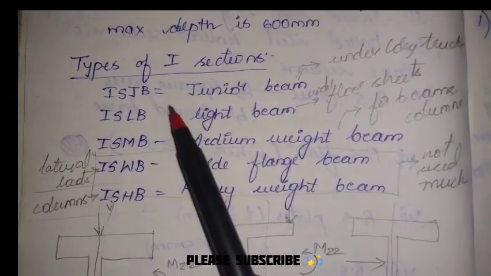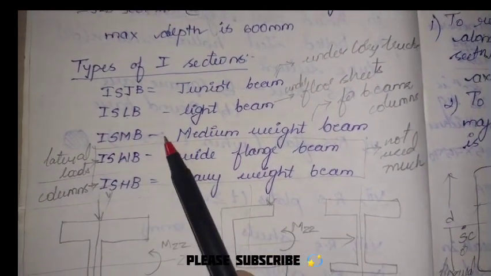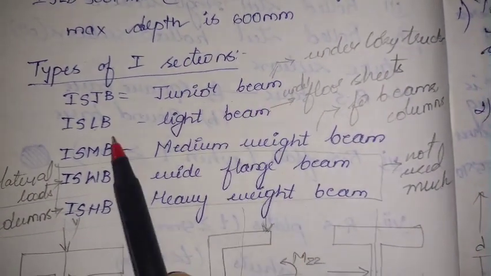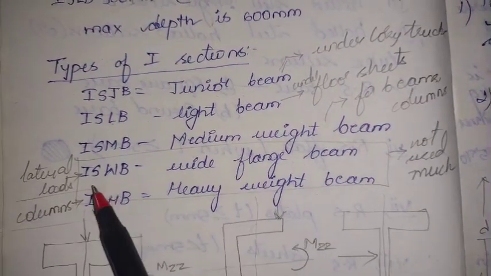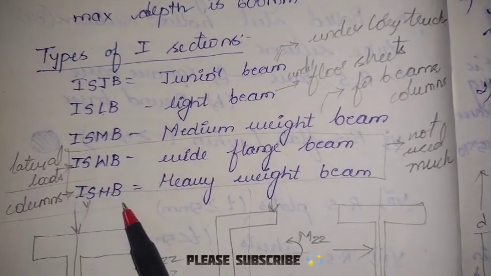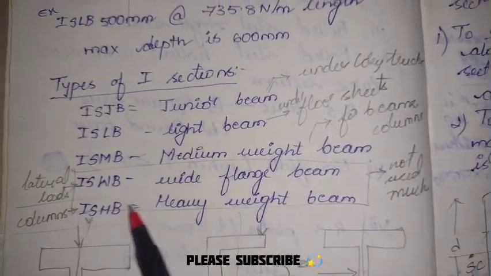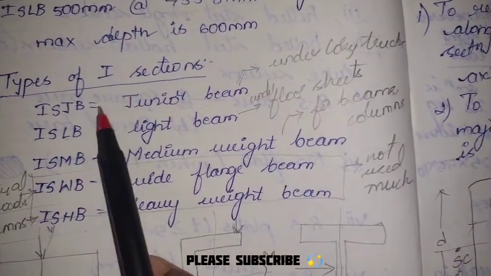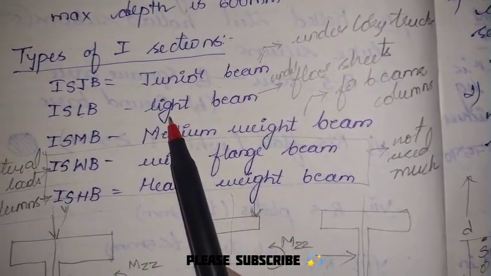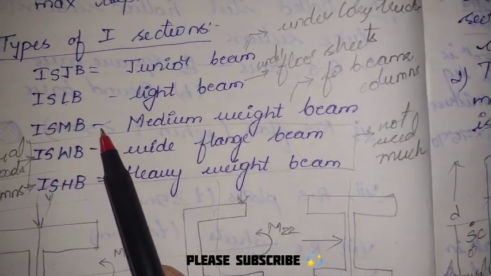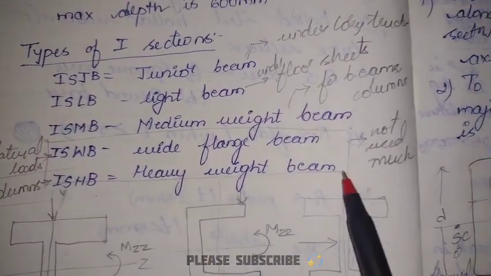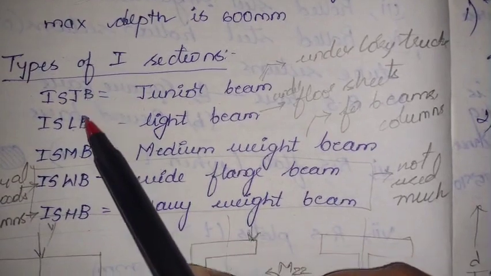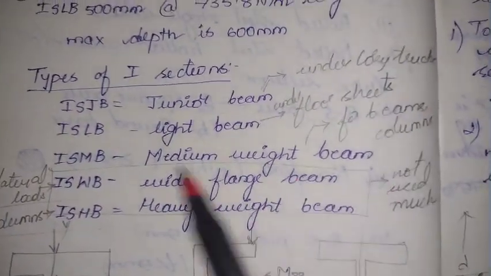We are having types of I section, that is ISJB, ISLB, ISMB, ISWB and ISHB. In this, JB is nothing but the junior beam, LB is light beam, MB is the medium weight beam, WB is the wide flange beam, ISHB is heavy weight beam. Depending upon our requirements, we will be selecting that. Under the lorry trucks, in those cases we will be going for the junior beam, and under the floor sheets we are going for the light beam. For beams and columns, we are selecting the ISMB generally. This is not much used. Whenever we are going generally for normal cases, we will be selecting these three. So this is the types of I section.